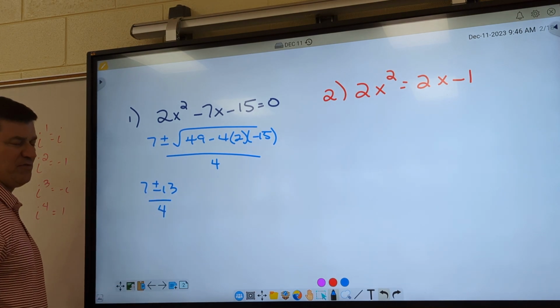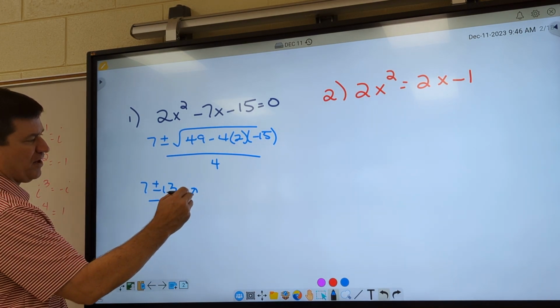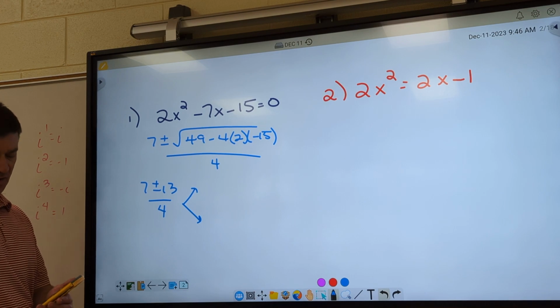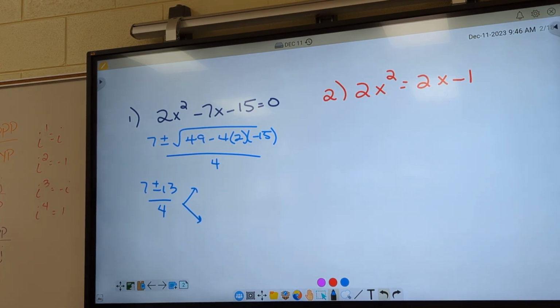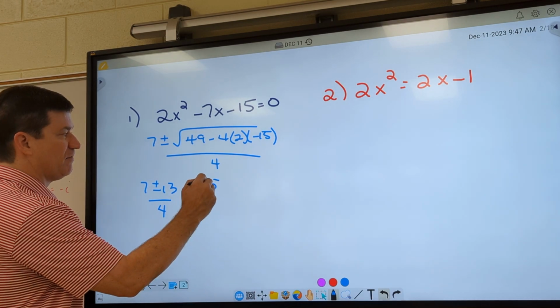Do you guys remember how we finished this one? To find both answers, put it in your calculator. We got a plus and a minus. Do the plus first. So on top I got 7 plus 13, and on bottom I got 4. My first answer is 5.